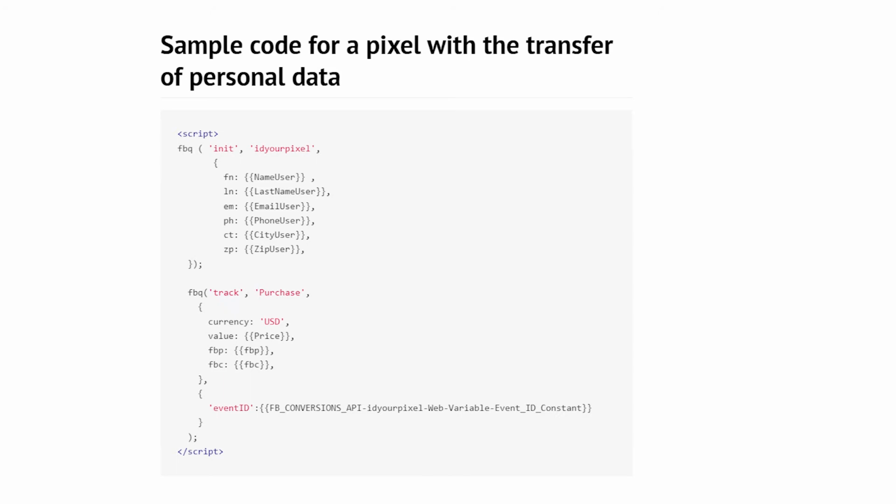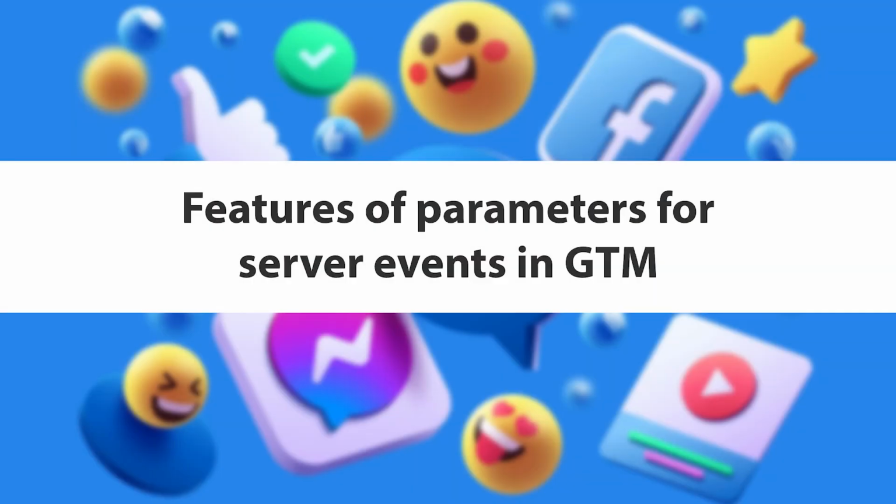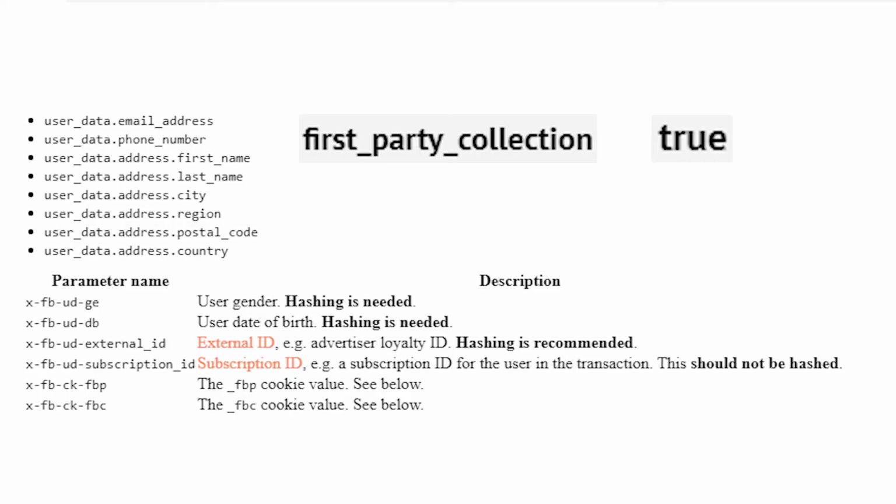Below is a list of personal parameters that can be read and transferred to the FB Meta Pixel. These parameters are encrypted, so their transmission is legal. The parameters of server events are slightly different from browser events in GTM. Also, to transfer this personal data, you need to add the first-party collection parameter in the true mode.